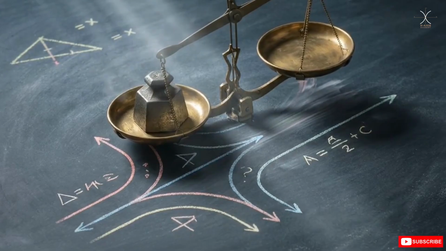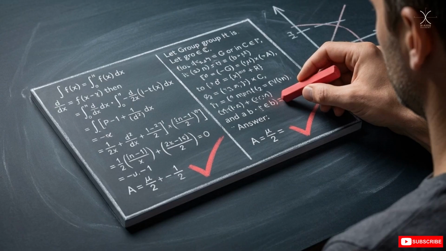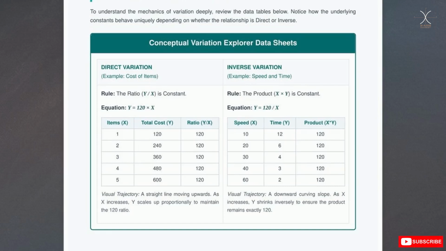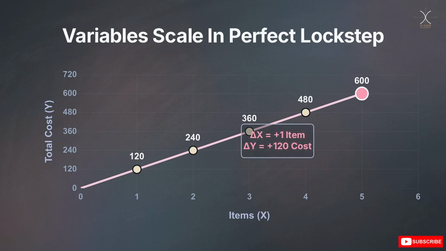So, how is it possible that two completely different mathematical philosophies, isolating a single baseline versus multiplying fractions of change, consistently spit out the exact same answers? The answer lies in hidden constants. This data table shows the mechanics of direct variation on the left. Look closely at the far right column. Dividing the cost by the items always leaves a rock-solid, unchanging ratio of 120. If we translate that constant ratio into visual geometry, the data always plots a perfectly straight trajectory moving steadily upwards. The variables scale in lockstep to protect that underlying rule.